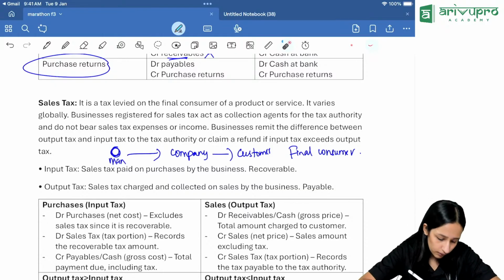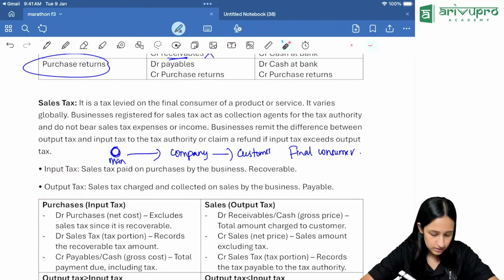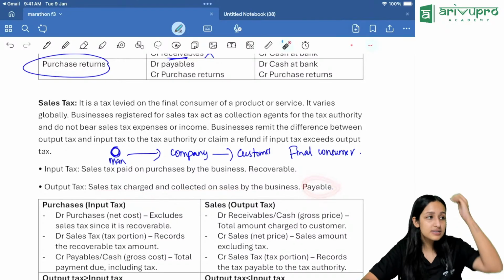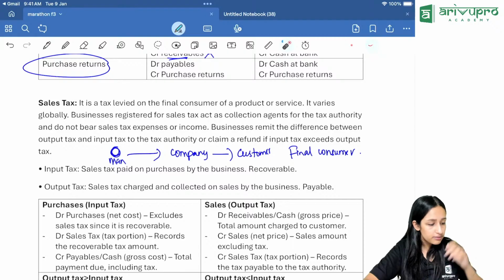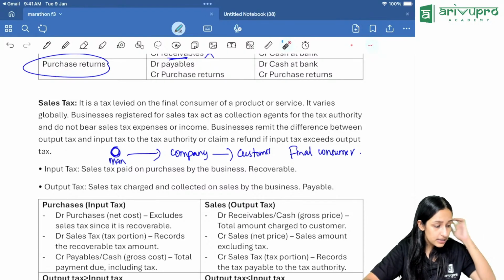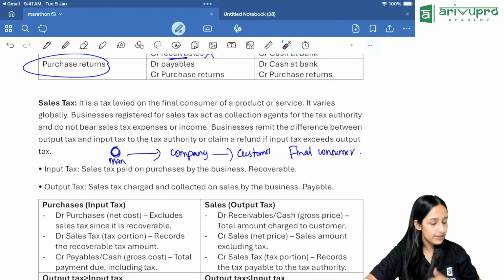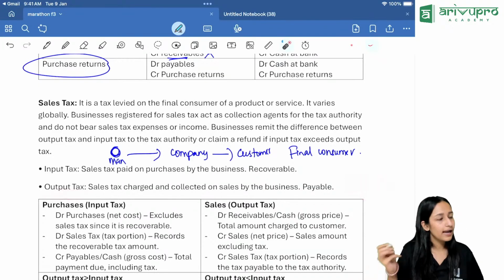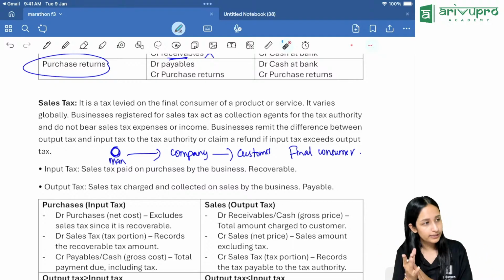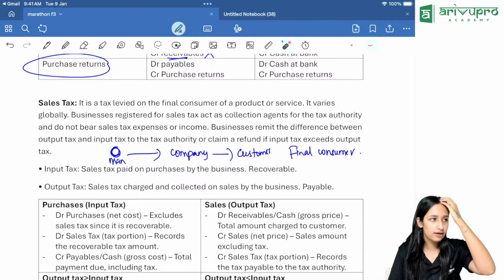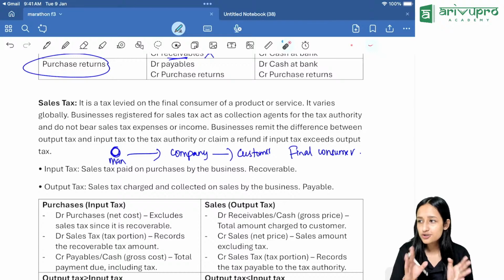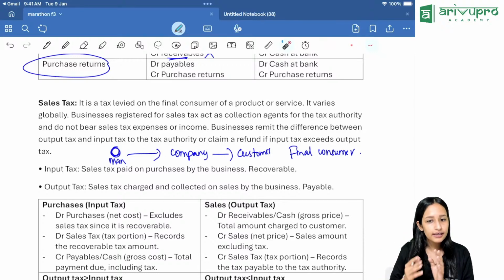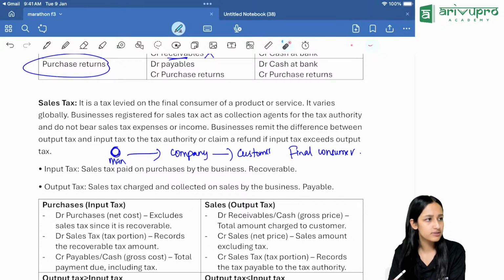Output tax is just the opposite. It is sales tax charged and collected by the business on sales. This is payable. Sometimes, if input tax is more than output tax, you can get a refund. When output tax is more than input tax, you'll have to pay the extra tax to the government. So in the end, your transaction should be balanced. You cannot be paying more or getting anything extra. In the end, the government should be getting all the sales tax.